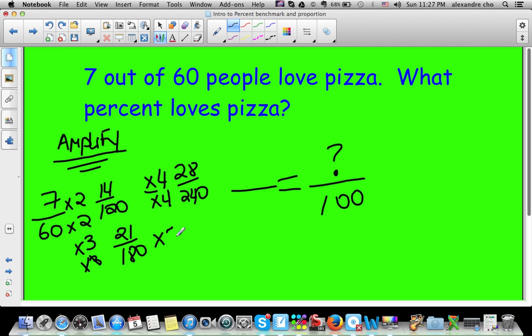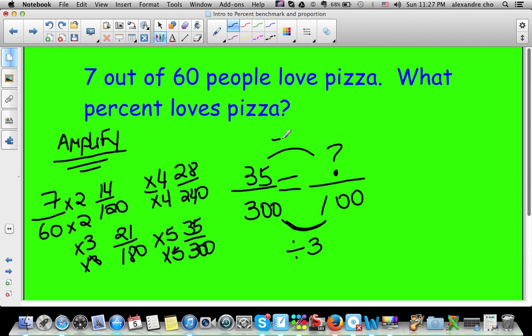Let's take it times 5. 7 times 5 would be 35. And 60 times 5 would be 300. Here's a nice number. So let me write that. 300 at the bottom and 35 on top. Now can you see a relationship between these two? Hopefully you can. 300 to become 100 is divide by 3. So you can do the same thing on top. Divide by 3. Okay, it's going to give you a decimal because it's not going to be exact, but that's okay.